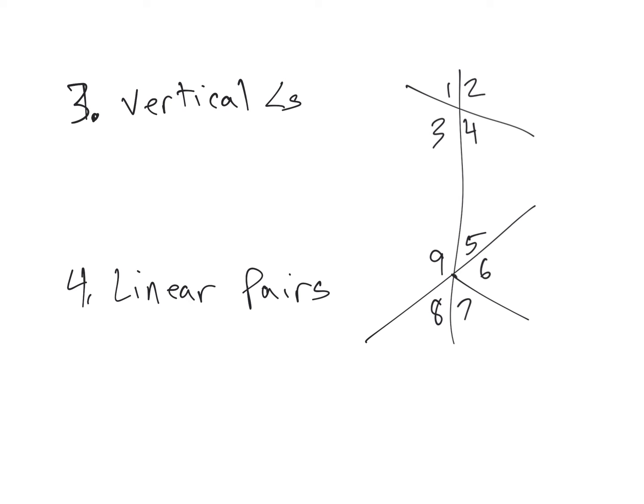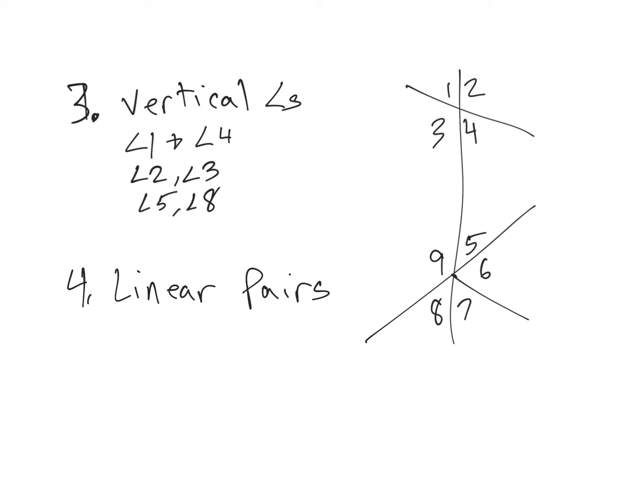Vertical angles. Angle 1 and angle 4. That's one possibility. You got that one? You got to have them all. Angle 2 and angle 3. Angle 5 and angle 8. That's it. Who had all 3? Okay.